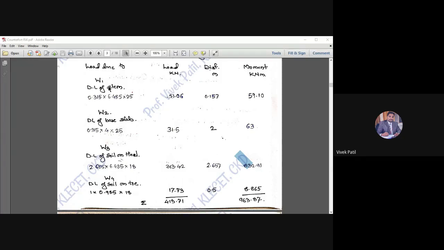All the forces are vertical forces in the downward direction, so all are positive here. So the total load is 413.71. Similarly, calculate the total moment: 963.71.